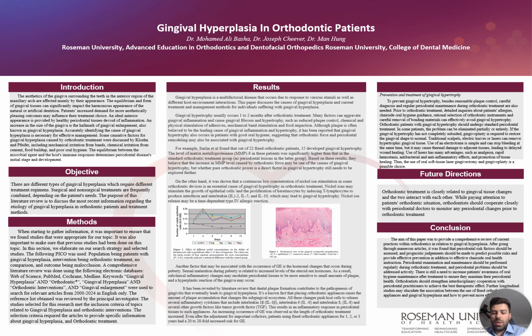To prevent gingival hypertrophy, besides responsible plaque control, careful diagnosis and regular periodontal maintenance during orthodontic treatment are also needed. Prior to orthodontic treatment, detailed inquiries about patients' allergies, chairside oral hygiene guidance, rational selection of orthodontic instruments, and careful removal of bonding material can effectively avoid gingival hypertrophy. Orthodontic patients with gingival hypertrophy should undergo standard periodontal treatment.